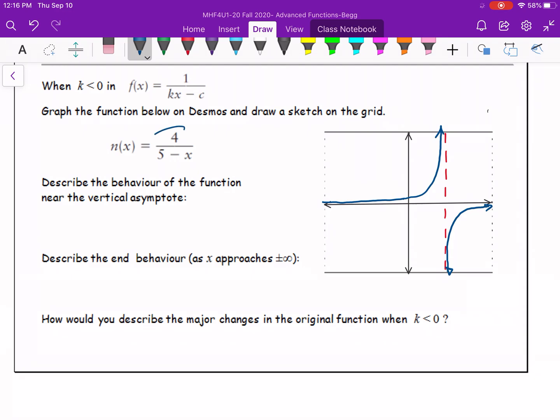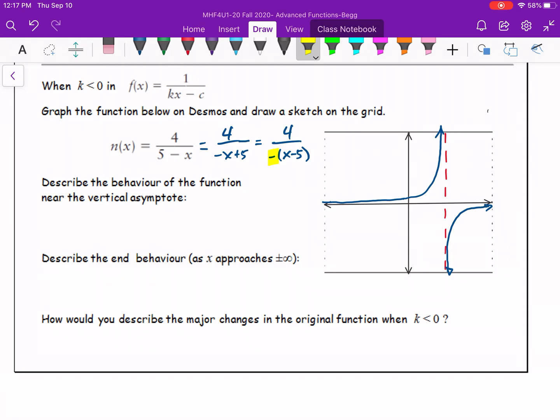Now, this equation is in a bit of an unusual format. Normally, if I was to put it in a more traditional format, I'd put the x first. So I could rewrite it as 4 over negative x plus 5. And I could even factor out that negative 1. Then I'd have x minus 5 in brackets here. And this negative 1 here, I didn't write the 1 in, but it's negative 1 assumed to be here. That's our k value, our transformation. So that's what they're talking about, a k value less than 0.